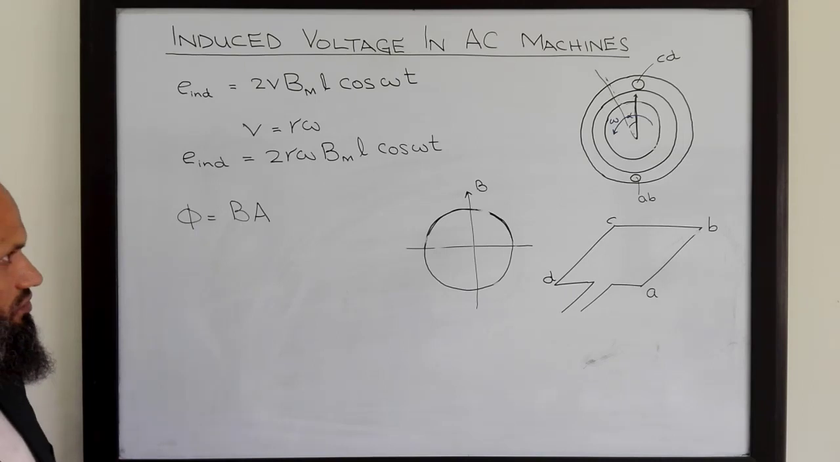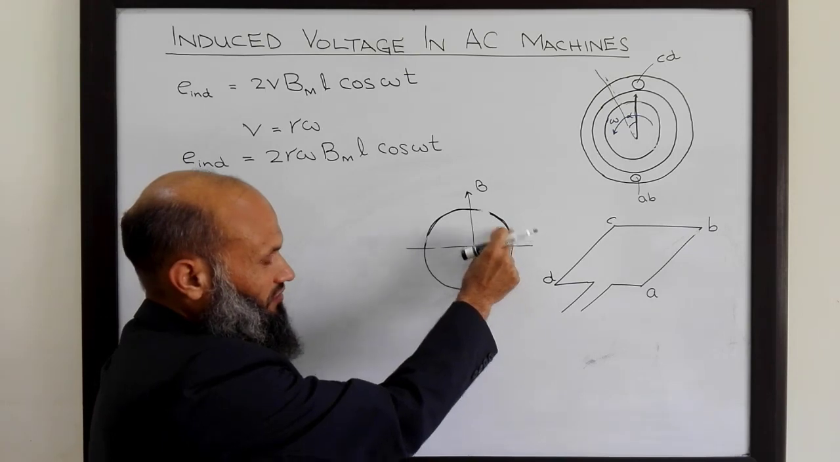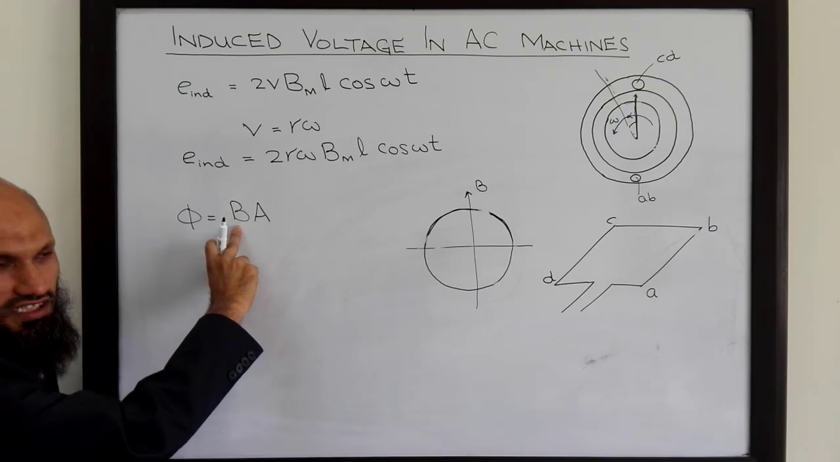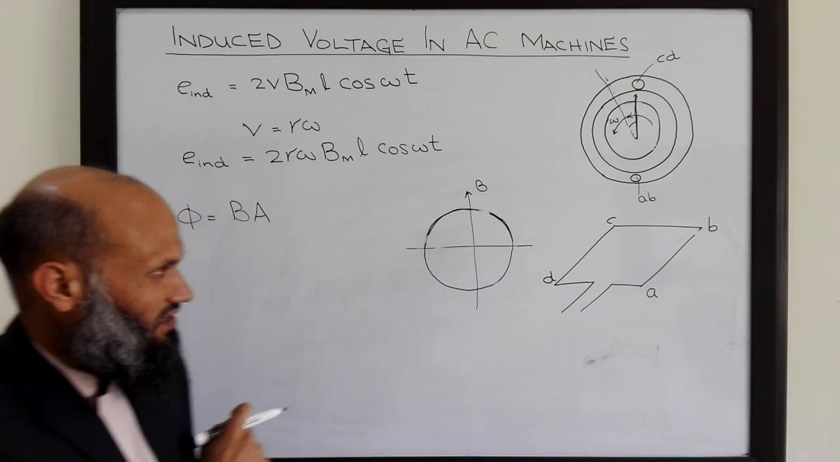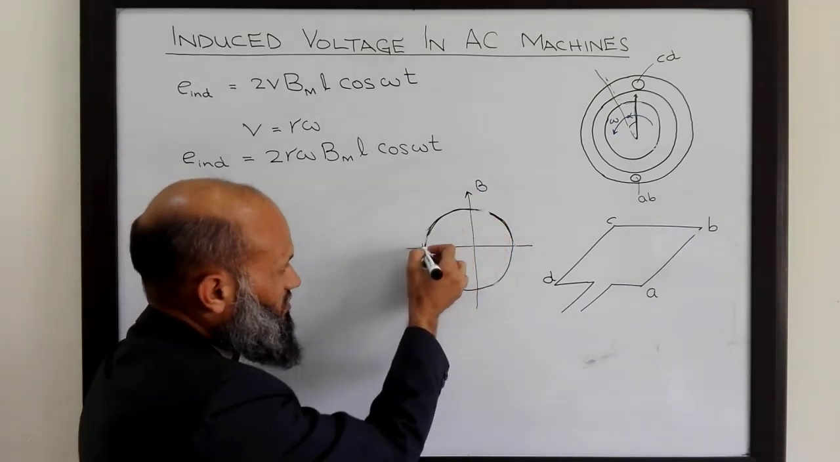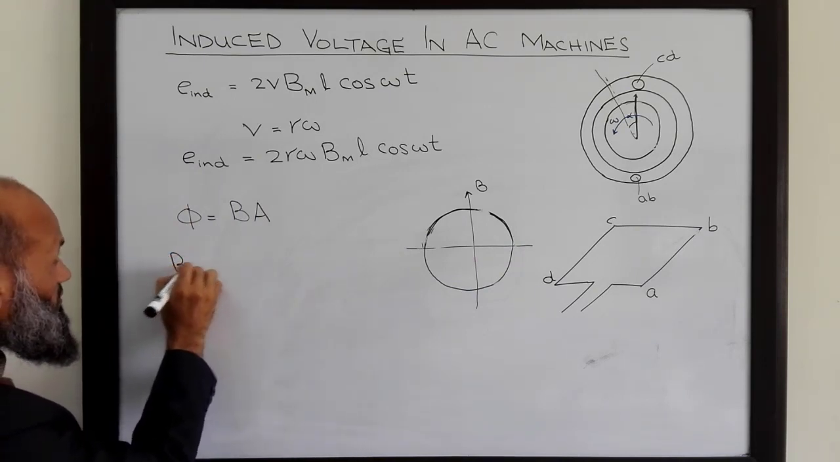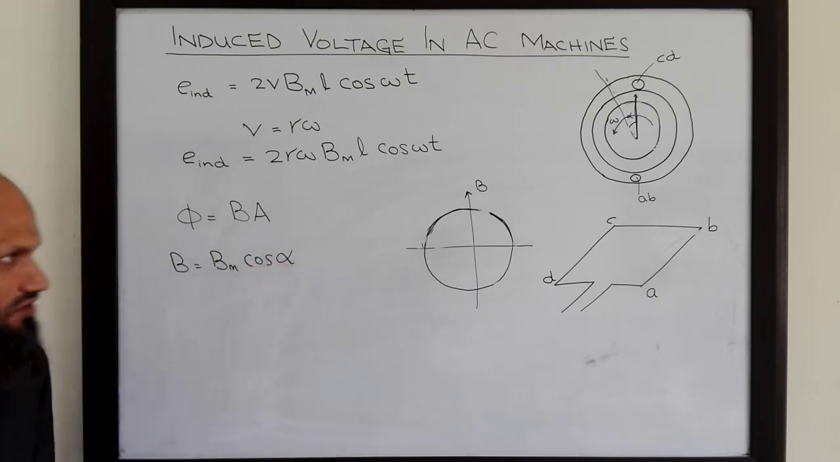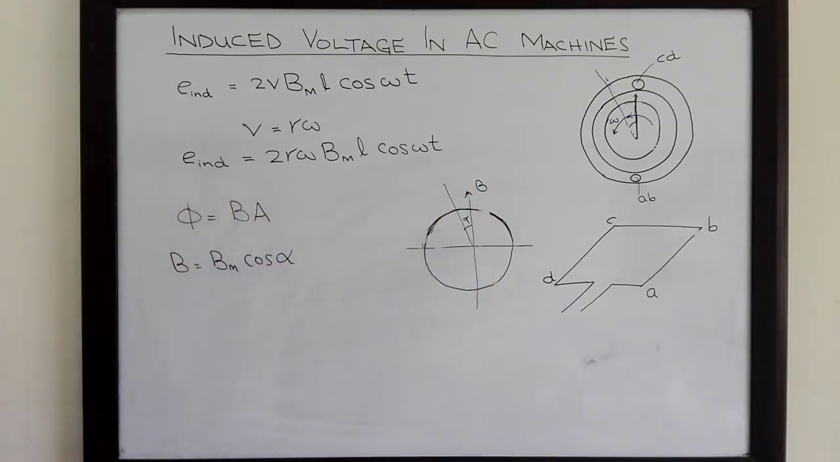Furthermore, here the situation is a little bit more complex. If flux density would have been uniform along the surface of the cylinder, then we could have used this expression. However, in this particular arrangement, we know that flux density is not constant. It is sinusoidally distributed along the surface of the cylinder. That is, B is equal to Bm cosine of alpha, where alpha is an angle measured from this position.